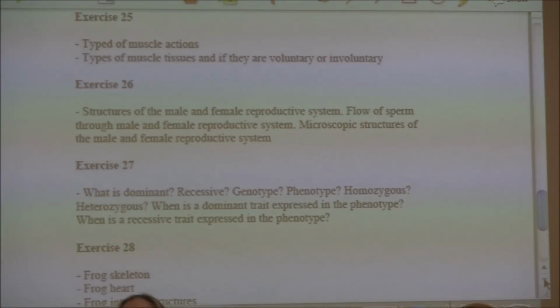So let's do them very quickly. What is smooth muscle? Involuntary. What about cardiac? Involuntary. Skeletal. Voluntary. Go. Okay, that's it for 25, guys.